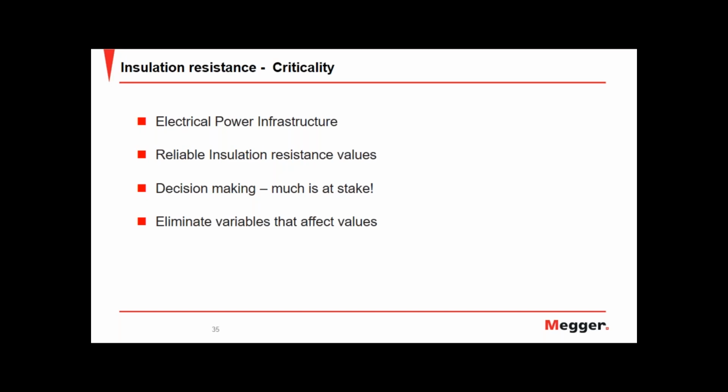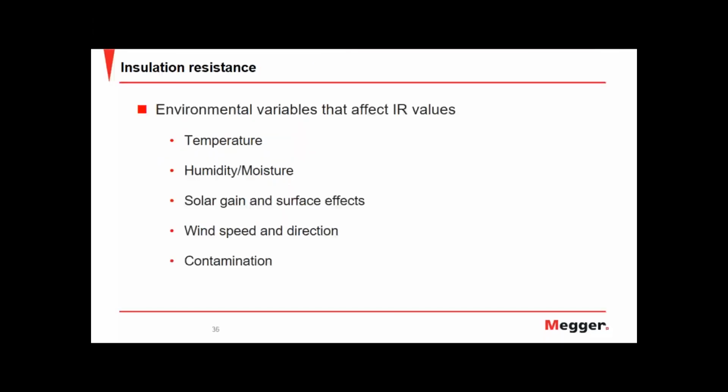So important decisions are made on an asset's life cycle. There's implications for infrastructure investment. There's the availability of the network to consider. And obviously, you've got to effectively plan the maintenance activities. This is all dependent upon the availability of reliable, accurate insulation resistance data. So to do that, we need to eliminate the variables that can affect the values. So some of the variables that affect the IR value are shown here.